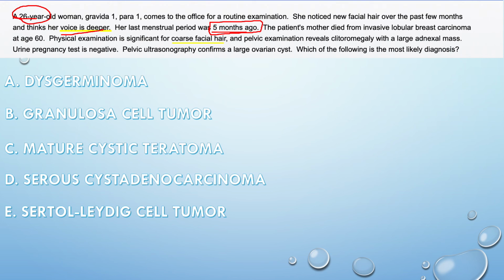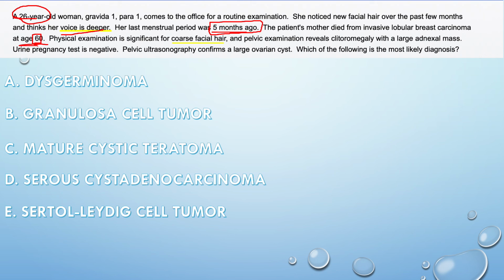The patient's mother died from invasive lobular breast carcinoma at age 60. Now, I will not consider this family history of breast cancer, no, I will, but at age 60, it doesn't really say that there is a strong family history. Like, it might be a sporadic case. If it was at age 50, 45, something like that, I would have been concerned. Physical exam is significant for, so this is a distractor, okay?